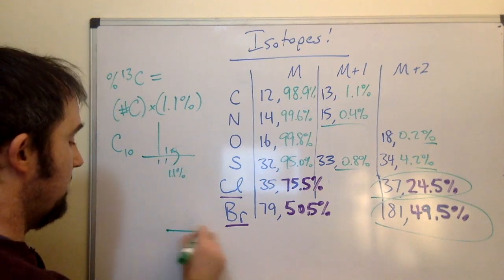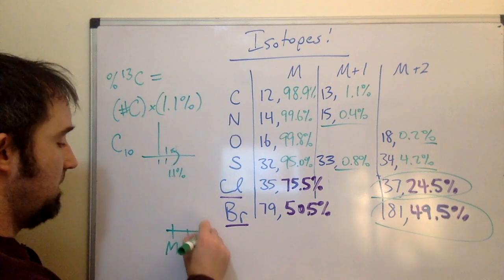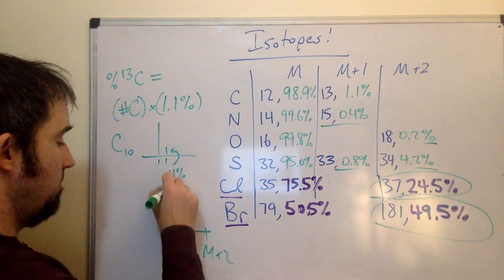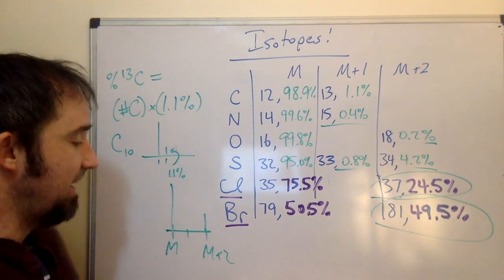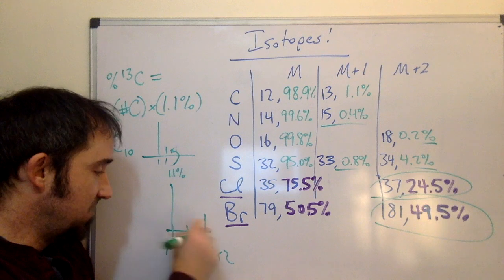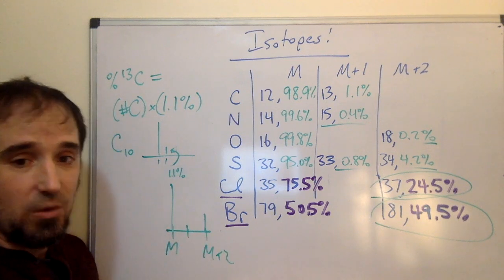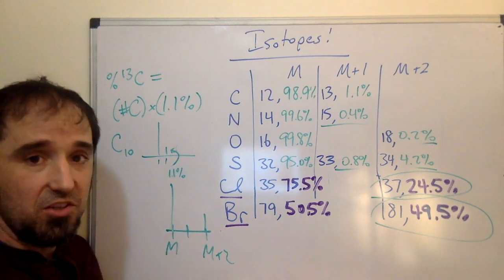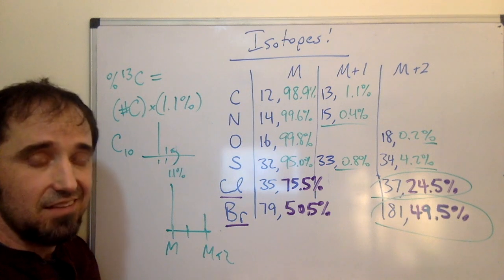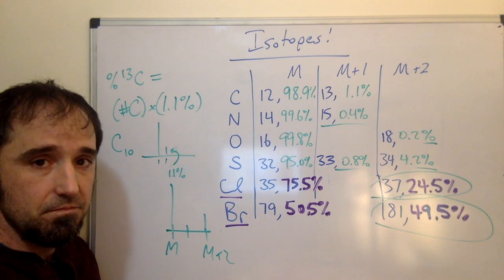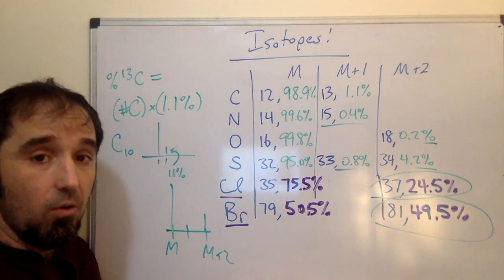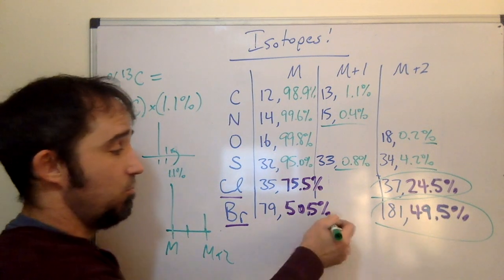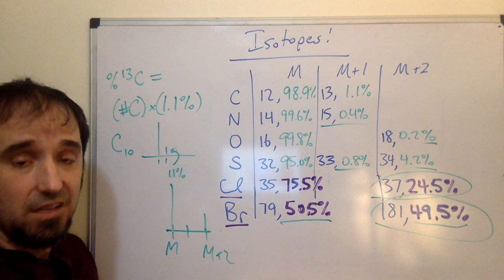So what does that look like? Well, it looks like here's m+2, a peak 1/3 the size. Little peak for C13 maybe. Right? So when I see that kind of 3-to-1 ratio, that's a pretty good sense that I should start thinking about chlorine. Bromine is even easier to spot because now it's pretty much 50-50, literally.